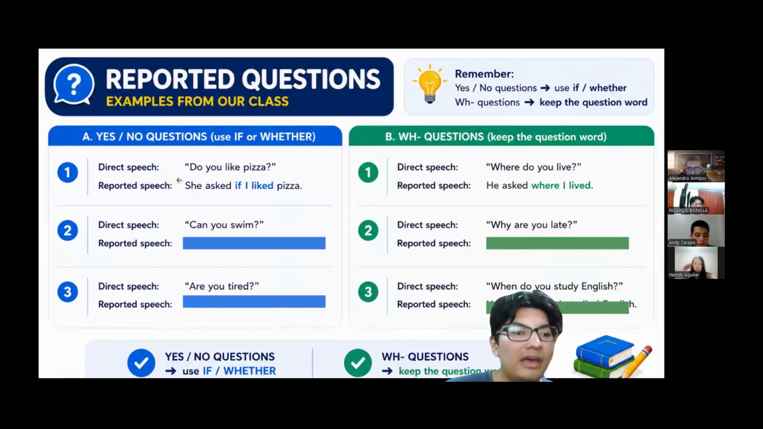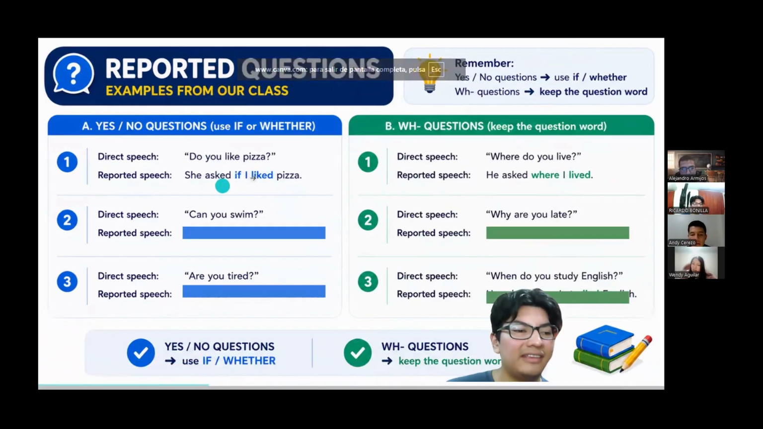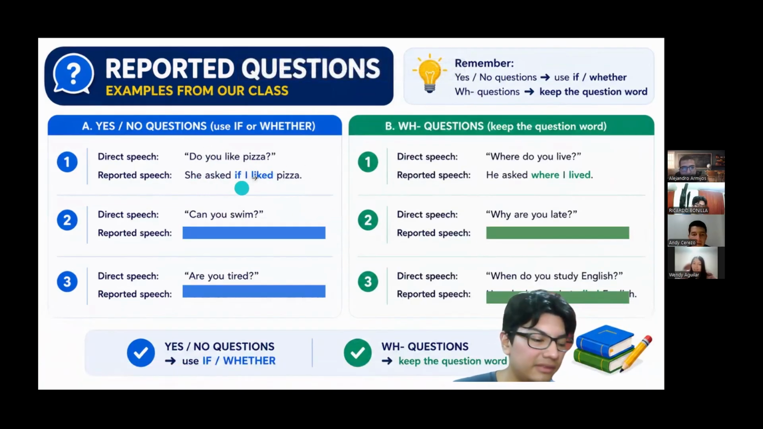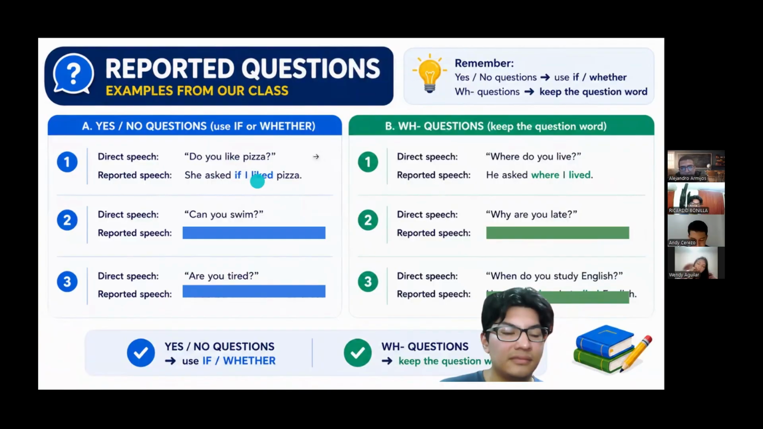Now, students, look at this example. Do you like pizza? Students, how can we change this sentence? Wendy, who can change this sentence? Repeat the sentence, okay? She asked if I like pizza. Perfect.